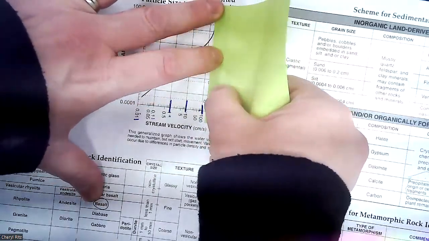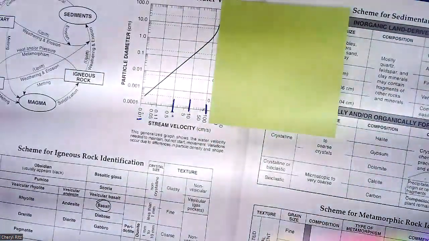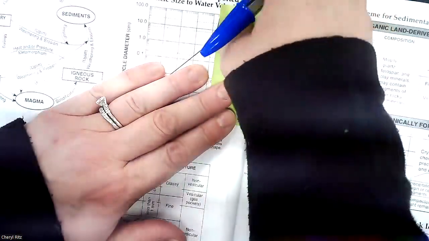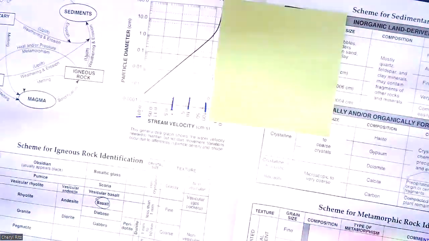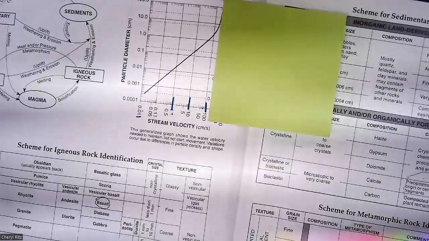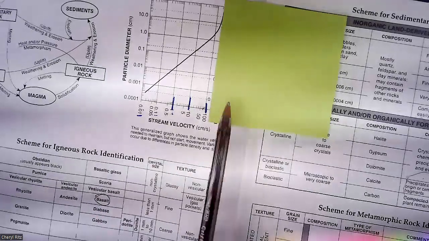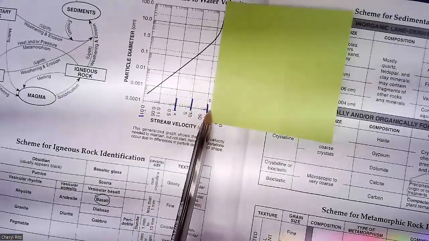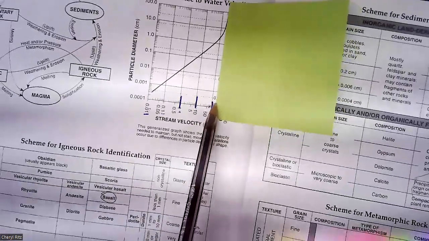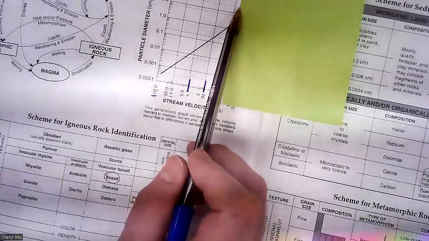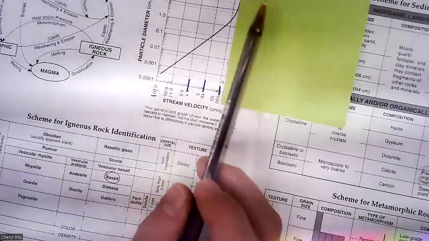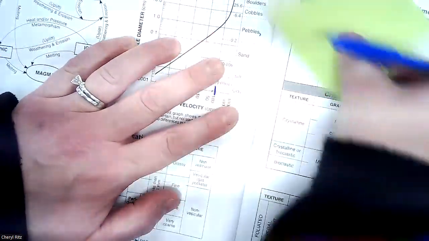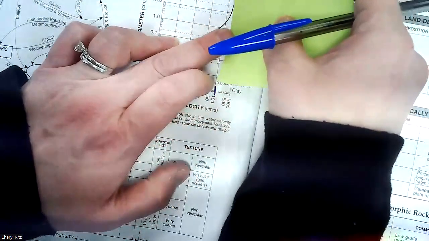What is the largest size particle that 200 centimeters per second can carry? How do I figure this out? Go to 200. What do I do now? Go up till you hit that black line. And go over. What do you think? So I heard about 9. Here's the 10 line. Are we really lower than 10?